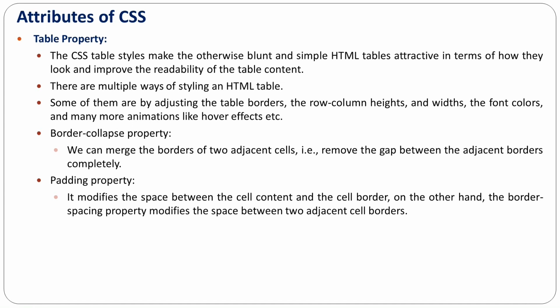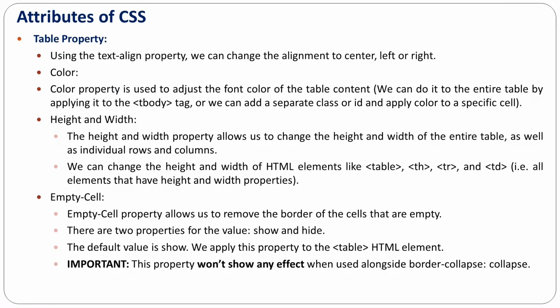animations like hover effects. Border collapse property is there, so we can merge the borders of two adjacent cells, that is, remove the gap between the adjacent borders completely. Padding property modifies the space between the cell content and cell borders. On the other hand, the border spacing property modifies the space between two adjacent cell borders. Using the text align property, we can change the alignment to center, left or right.